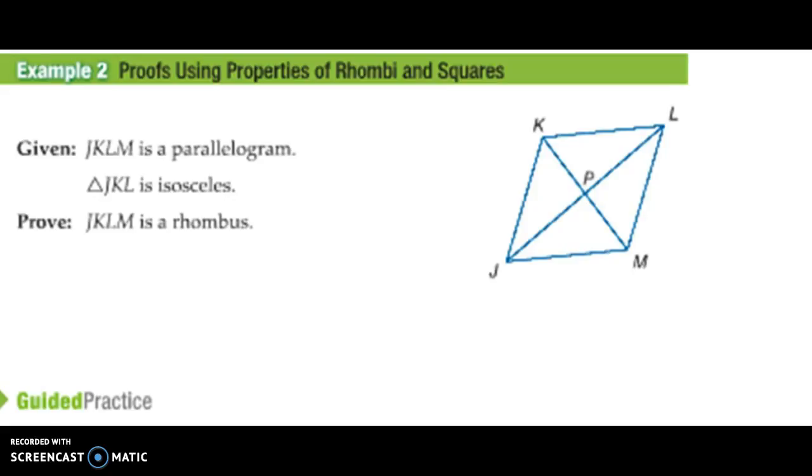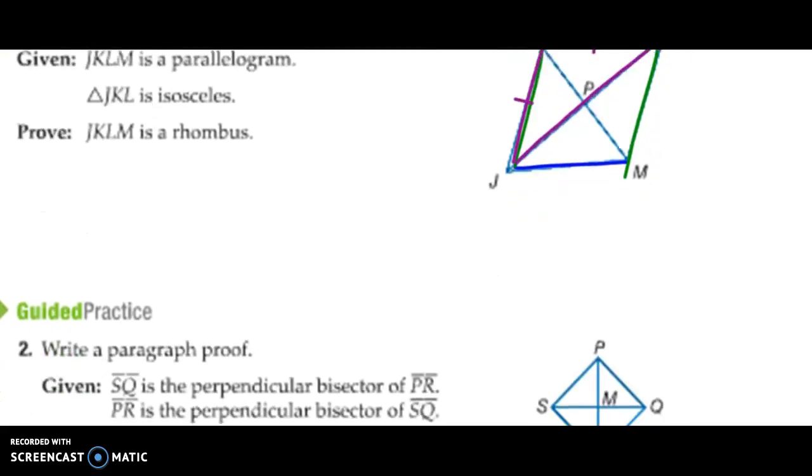Okay, well it says we know it's a parallelogram. Great, that means that we know that these sides right here are parallel and these sides right here are parallel. It also tells us that JKL is an isosceles triangle. So since we know that it's an isosceles triangle, we know that JK and KL are going to be equal. They're going to be congruent. So prove that it is a rhombus.